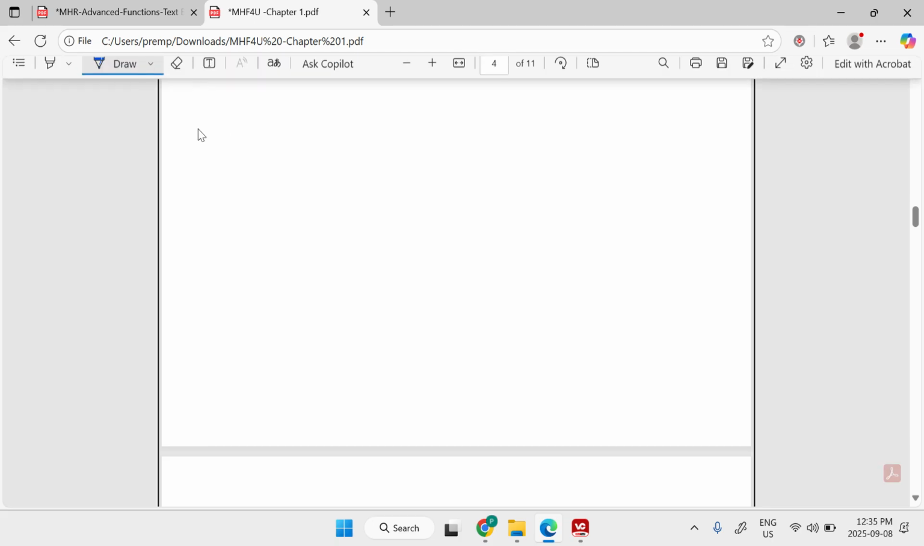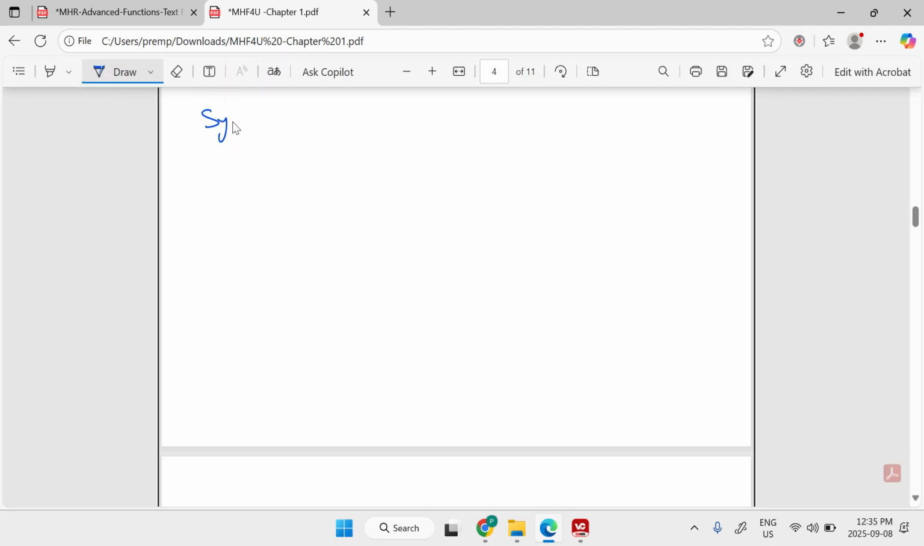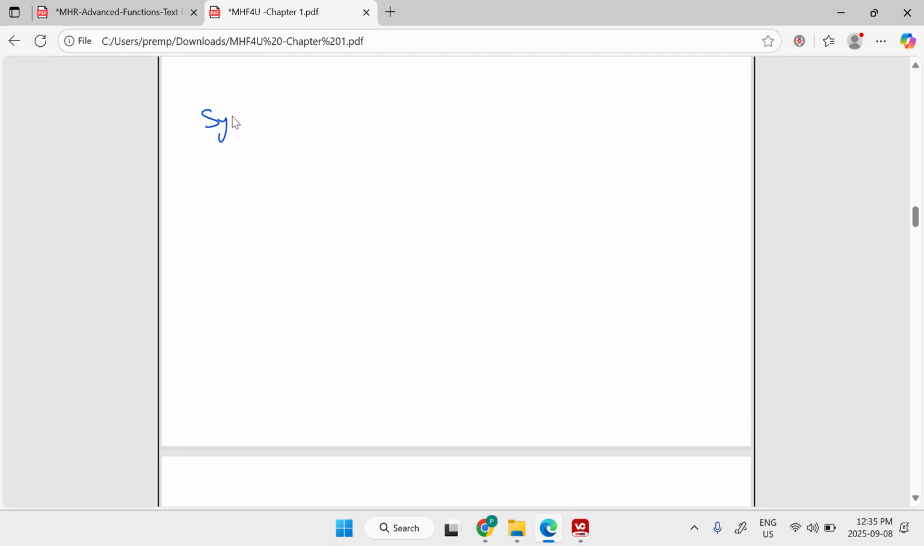So not all the polynomial functions are symmetrical. Okay, so symmetry of polynomial functions. So we have two kinds of symmetry that are possible.